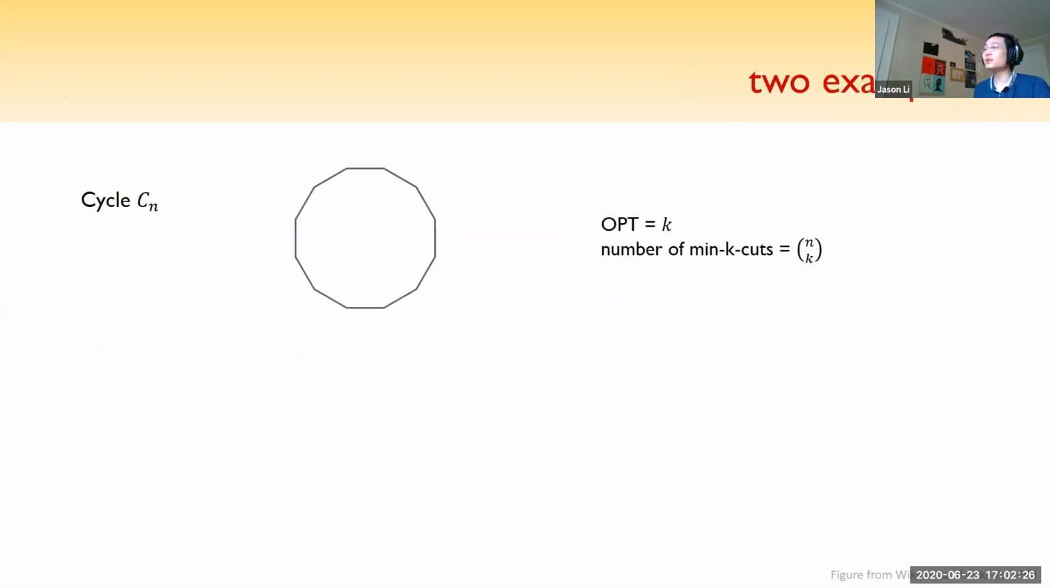Throughout the talk, we'll be considering the Kcut problem on 2 canonical graph classes, the cycle and the clique, to hopefully motivate the Kcut problem. For a cycle, the opt is k because we can delete any k edges of the cycle to split the graph into k components. And the number of min k cuts is n choose k. Throughout the talk, we'll also be considering the number of min k cuts.